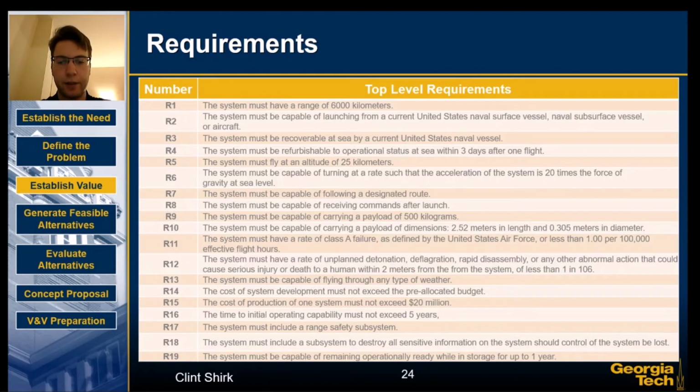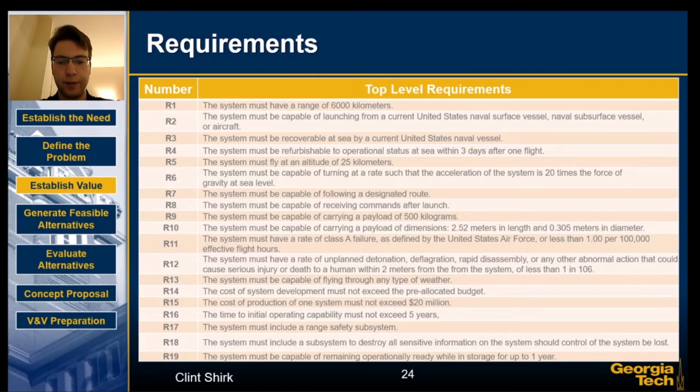Next, cost development must not exceed the pre-allocated budget. Thus, each system must not exceed $20 million and must be in operational condition within 5 years.